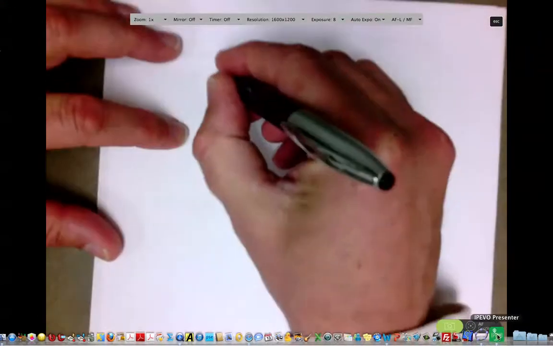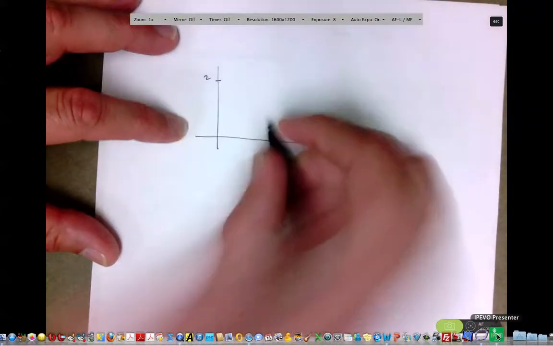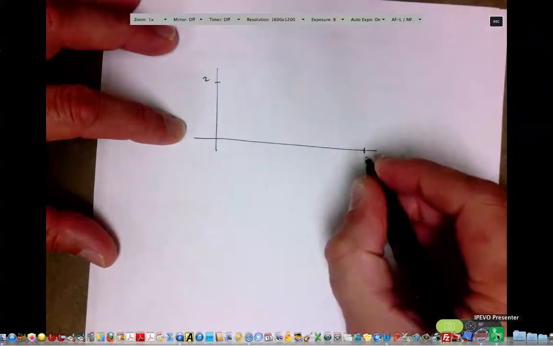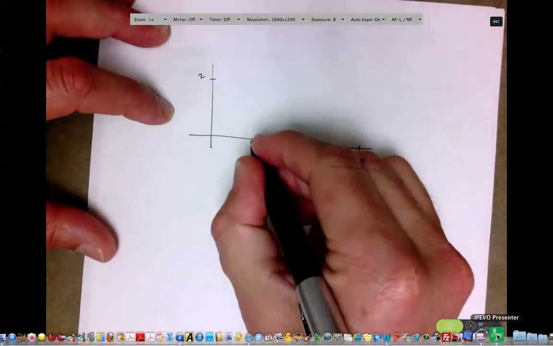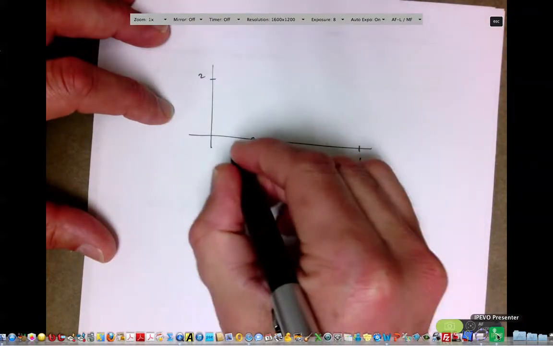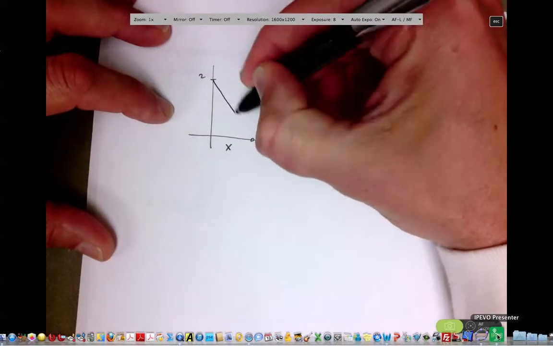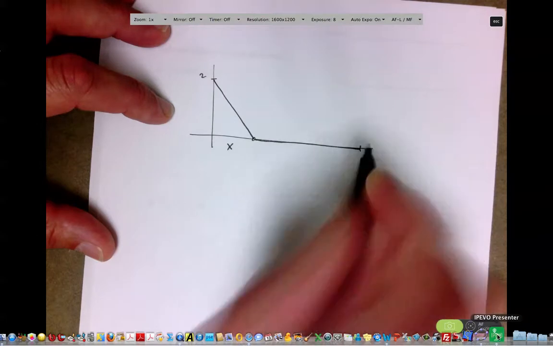And we've got a situation where this is 200 units out along the away from the shoreline. The marina is over here at 600 units down the shoreline. We're going to land our boat someplace, and we'll say that that's X. We're going to row this far, and then we're going to run this far.